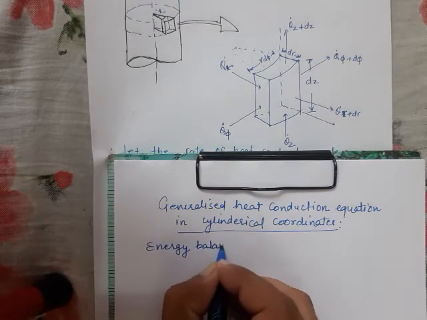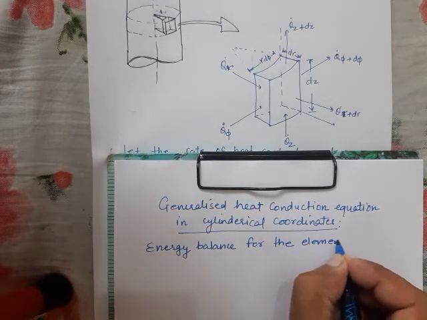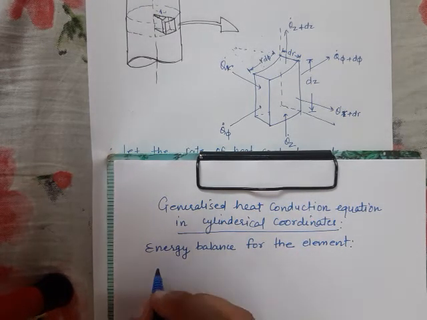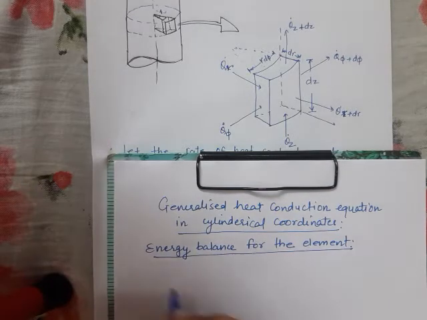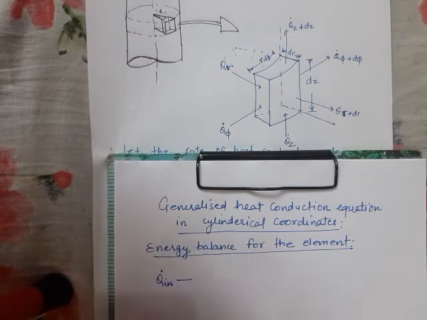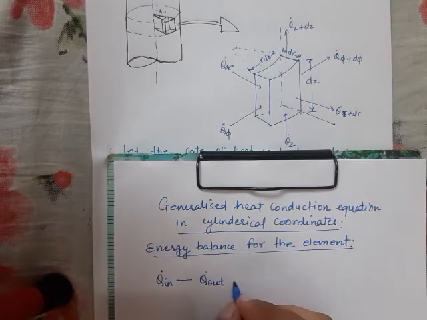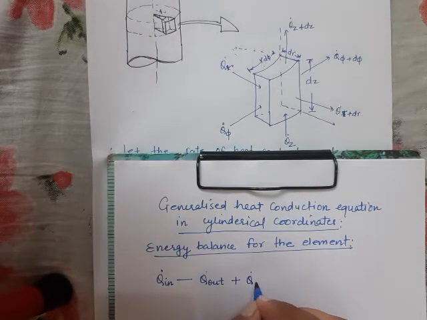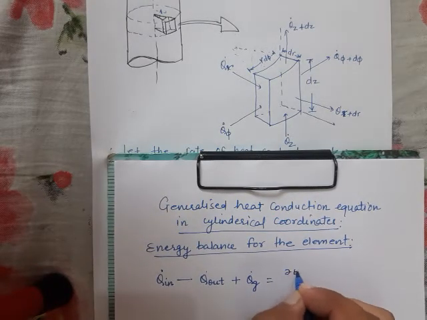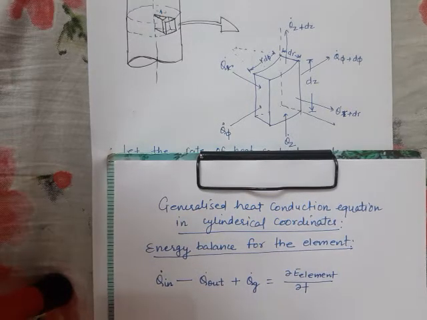Energy balance for the element. Let's write the energy balance for the element. It will give us that the rate with which energy is entering the element, Q in, minus the rate with which energy is leaving the element, Q out, plus the rate with which energy is generated within the element, is equal to the rate of change of energy content of the element.